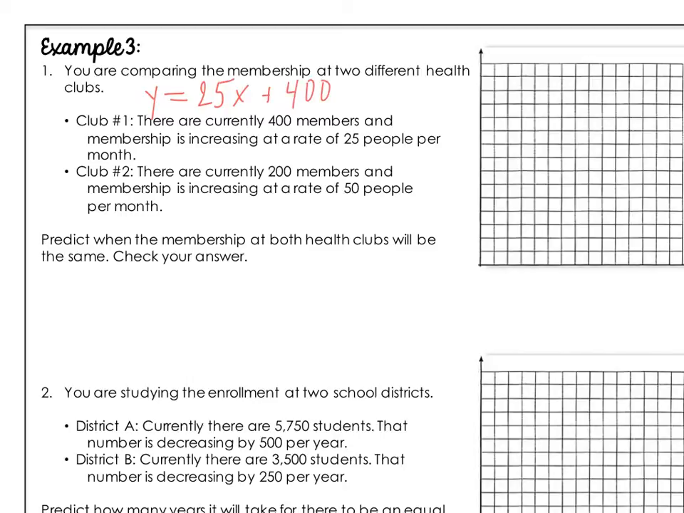What about Club number 2? Currently 200 members, right, and we're increasing at a rate of 50 people per month. So per is your rate of change, 50 per month. All right, and we start with 200. Again, X is the number of months that go by, and Y is the total number of members that we have in our gym.